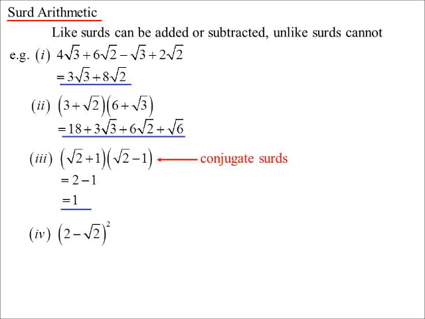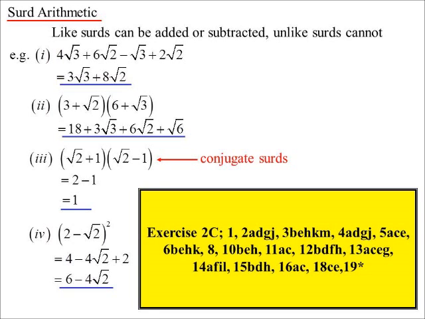Perfect square. First one squared, twice the middle, last one squared. And 4 plus 2 is, of course, 6. So all those same operations that we saw in algebra appear in surds as well. Okay, we'll have a go at 2C.